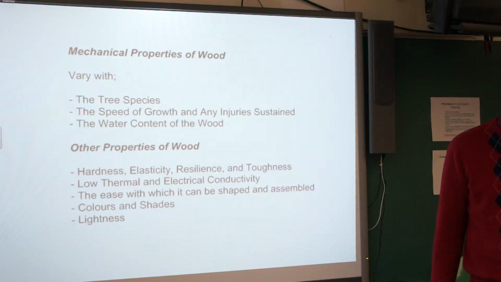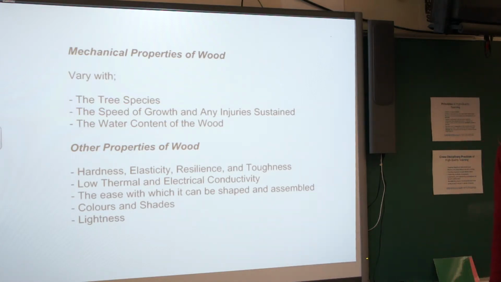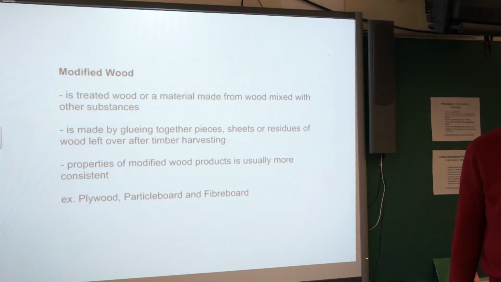Wood varies with species, speed of growth, and water content. Properties to consider are hardness, elasticity, especially low thermal and electrical conductivity, and the ease with which it can be shaped and assembled, as well as color and lightness.